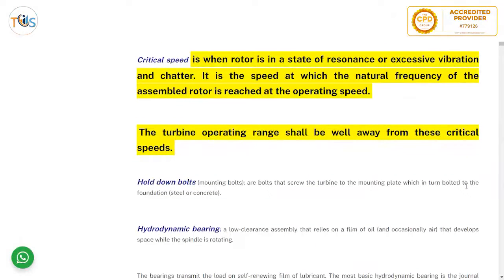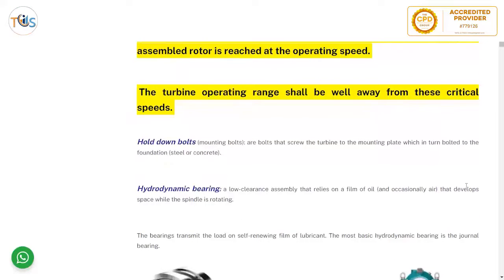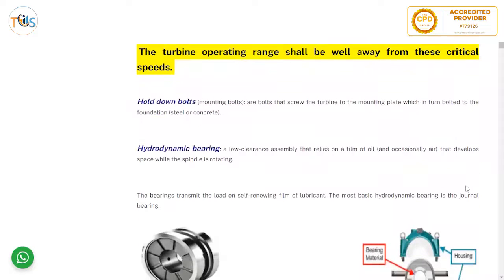Critical speed is when the rotor is in a state of resonance or excessive vibration and chatter. It's the speed at which the natural frequency of the assembled rotor is reached at the operating speed. So that's a natural frequency, it's a resonance, and that's called critical speed, and it causes vibration. The operating range shall be well away from these critical speeds, either higher or lower.